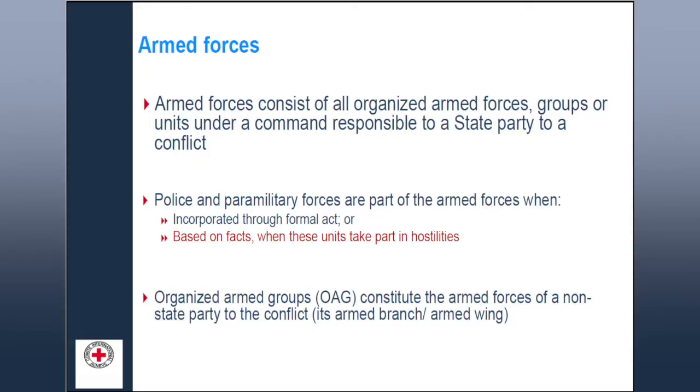So I'm going to look first at what is armed forces and then how you determine membership into armed forces. Armed forces, it's all organized groups, units under a command responsible for a state party to the conflict. That's the military, that can be police as well, or paramilitary forces when they are integrated into the armed forces, when they are incorporated through a formal act.